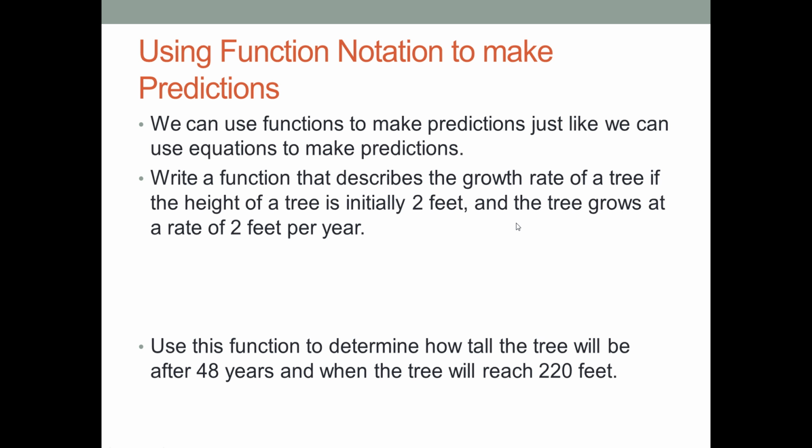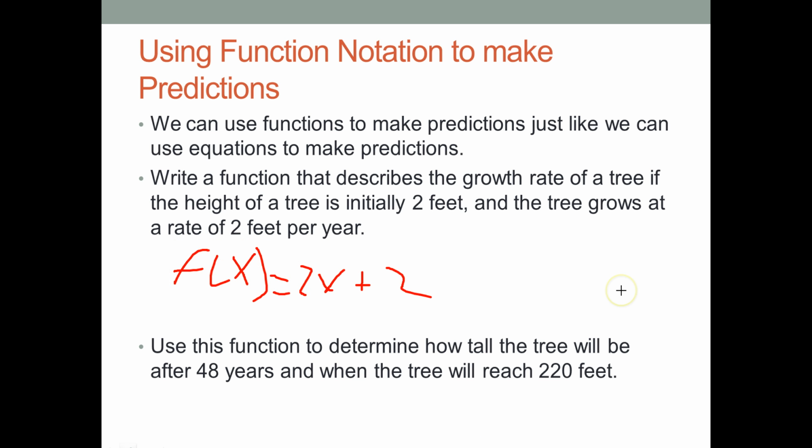So we can use functions to make predictions, just like we can use equations to make predictions. Write a function that describes the growth rate of a tree if the height of a tree is initially 2 feet, and a tree grows at a rate of 2 feet per year. Alright, so this is actually pretty simple. So we write f of x, this function, is equal to 2 times x plus 2. This 2 is the initial height, and this 2 right here is how much the tree grows per year, and x is the number of years, and this whole thing, f of x, represents how tall the tree is.